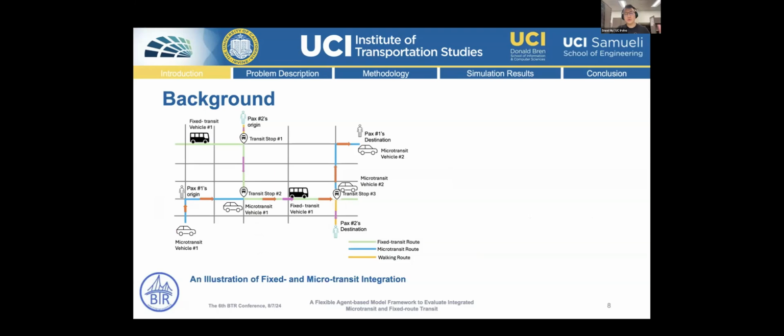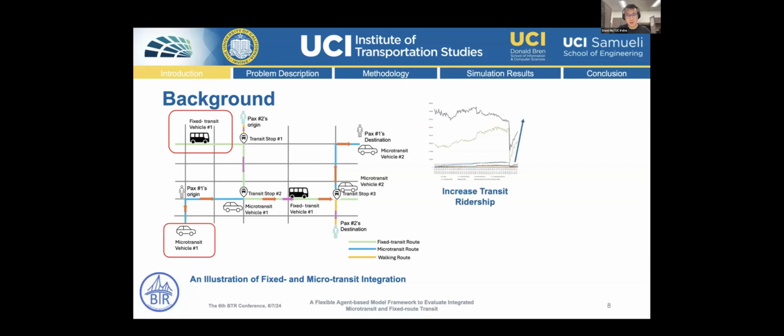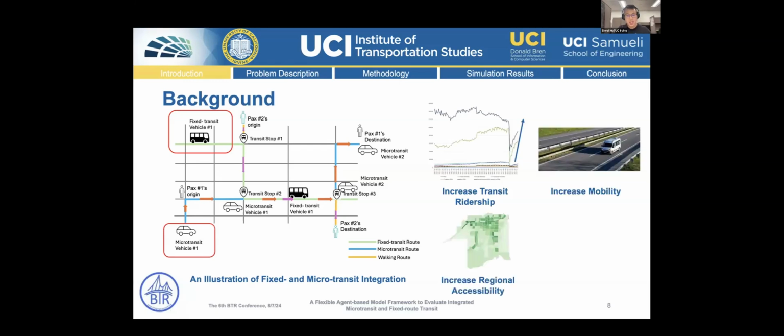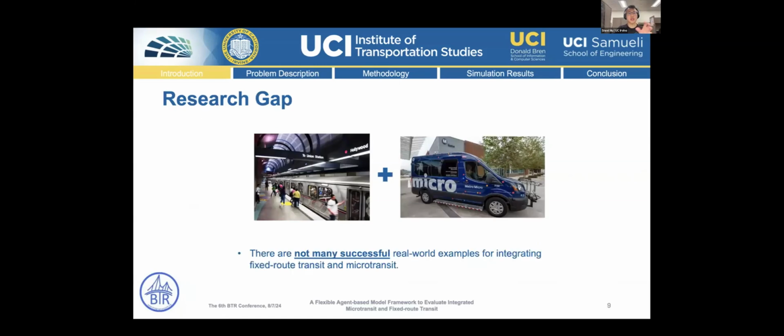And so researchers might think about how we could better integrate the newly flexible microtransit service and the existing fixed route transit service. This is a fixed route transit vehicle. This might be a bus route. Then passengers could walk to their bus stop or take the microtransit to the bus stop. The purpose of this integration is probably to bring back transit ridership, to increase mobility, increase accessibility, and increase sustainability, like reducing CO2.